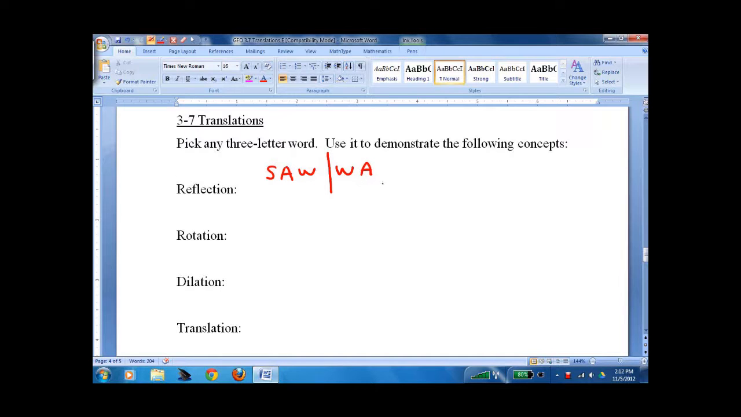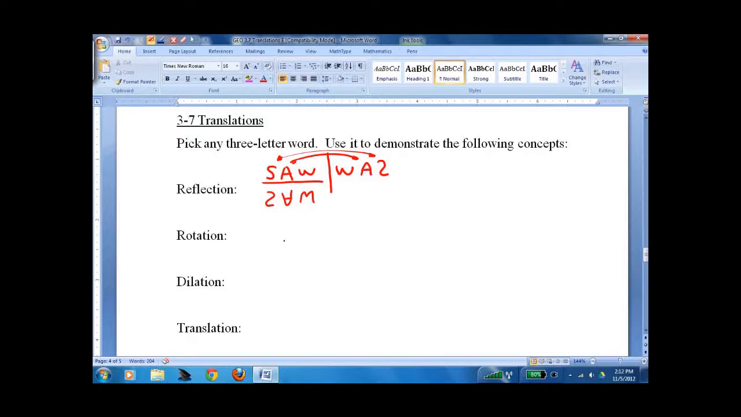Notice the W and A don't look different because they are symmetrical letters for reflection. The S flips across, so everything reflects across. We could also take the word saw and reflect it like that across that line. Kind of like if you had a big SAW sitting up in front of a pond and you looked at it from the other side of the pond. That's what you would see. So that's reflection.